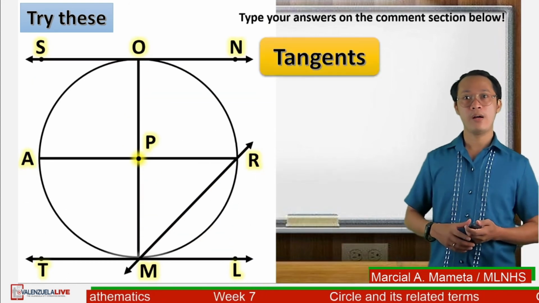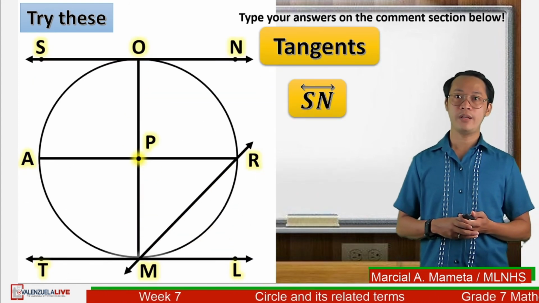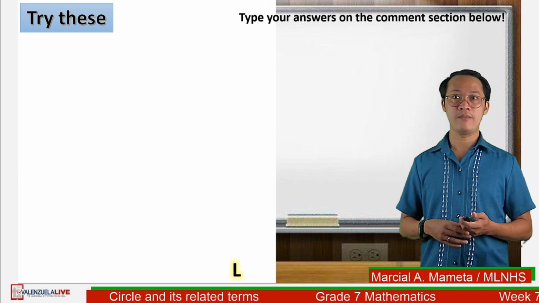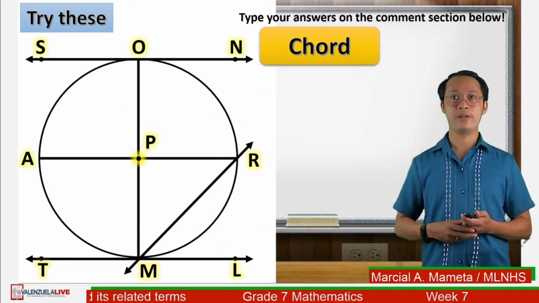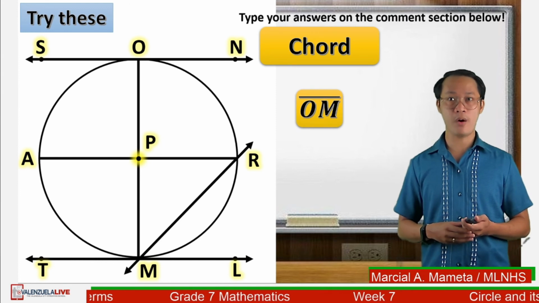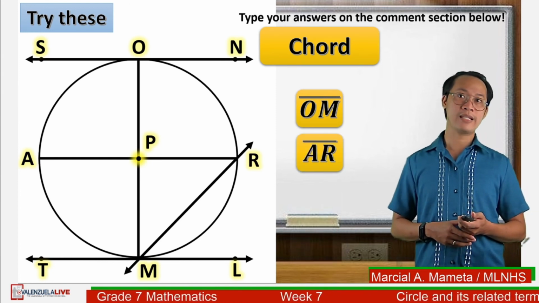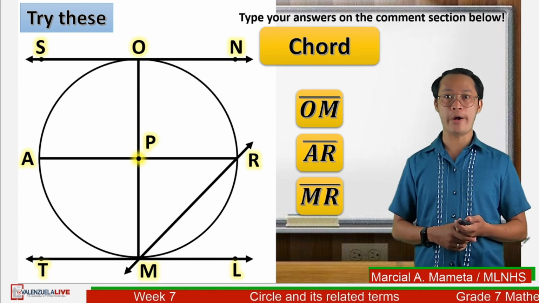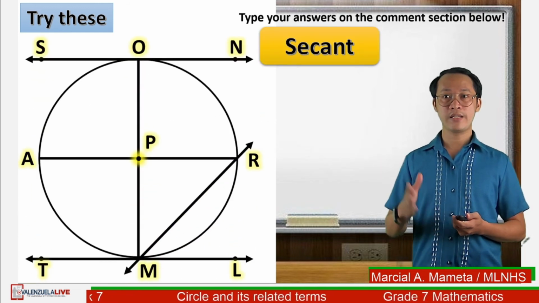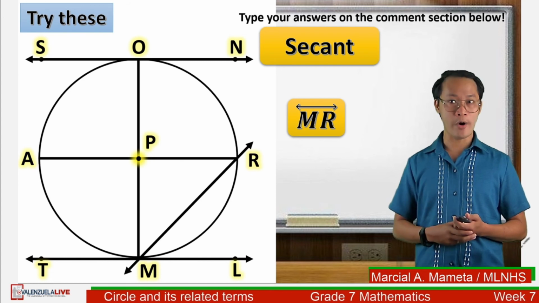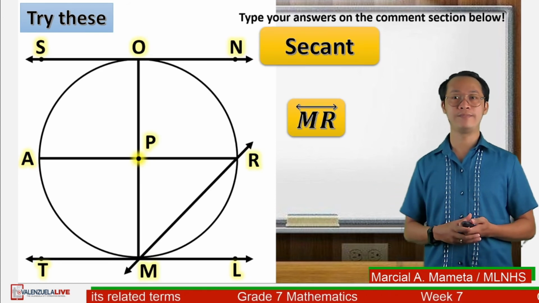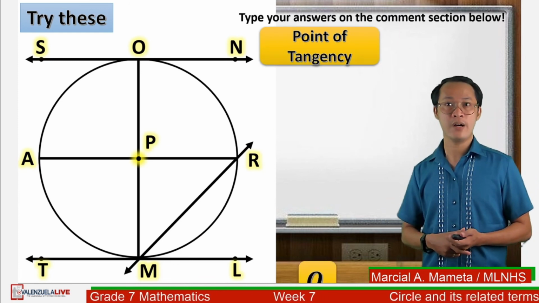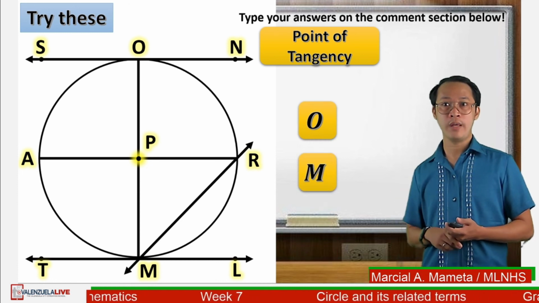Next one, tangents. It can be line SN and line TL. Chords: line segment OM and line segment ER. It can also be line segment MR. Secant: line MR only. Point of tangency. The points of tangency are at point O and point M.